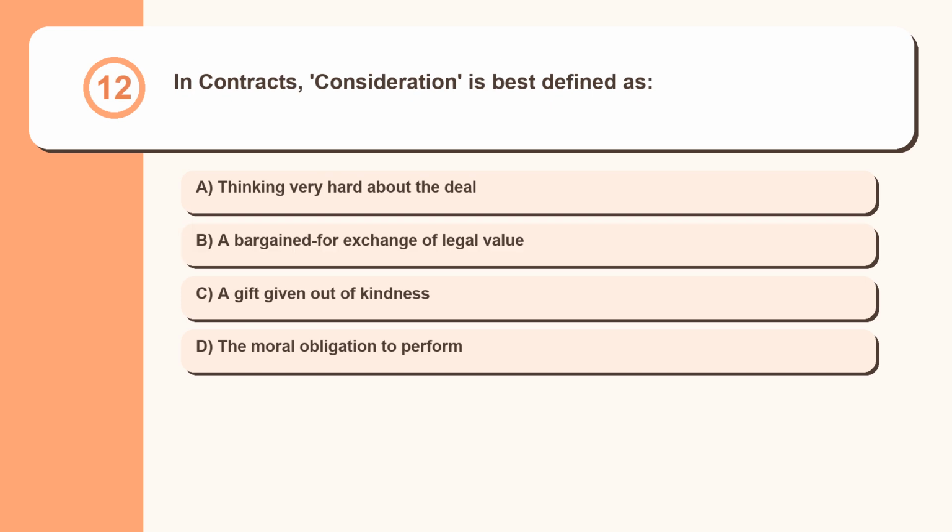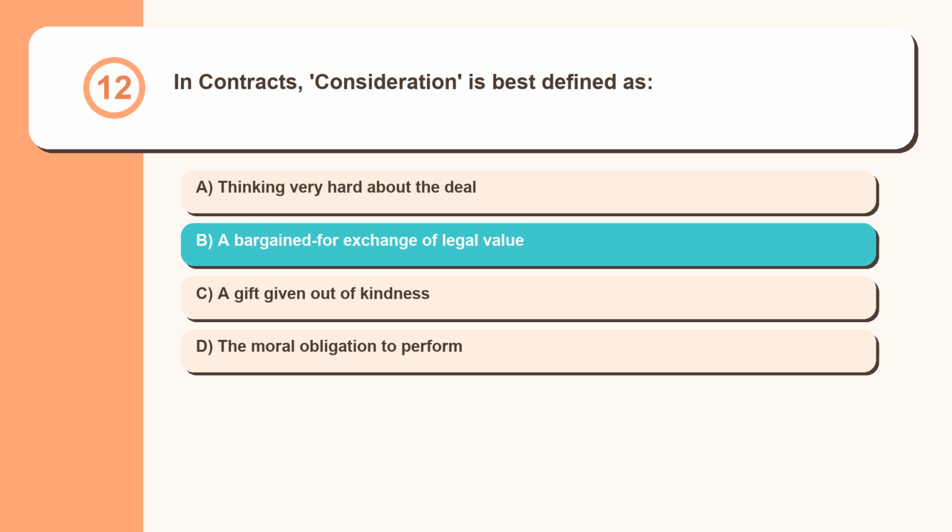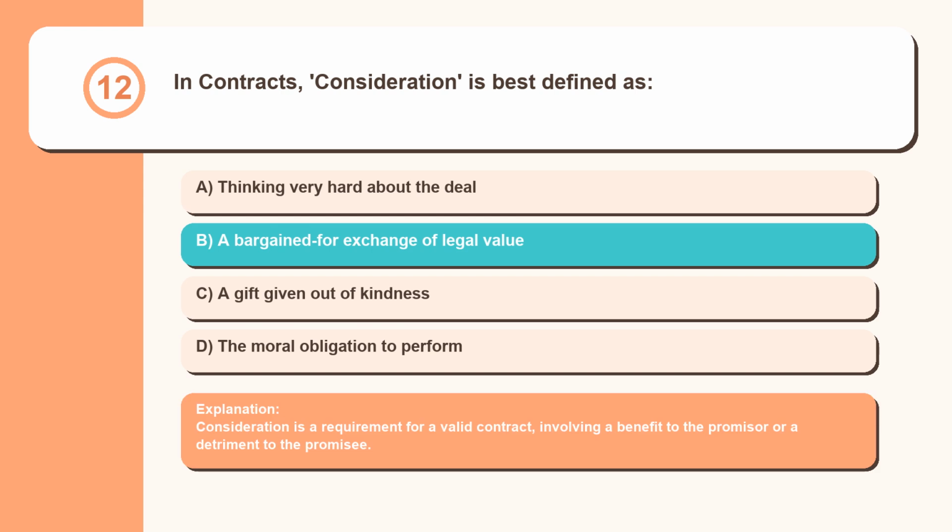Question 12. In contracts, consideration is best defined as thinking very hard about the deal, a bargain for exchange of legal value, a gift given out of kindness, or the moral obligation to perform. Consideration is a requirement for a valid contract, involving a benefit to the promisor or a detriment to the promisee.